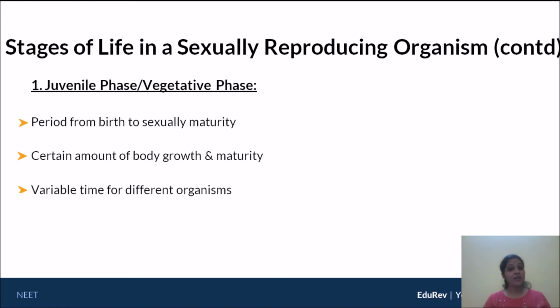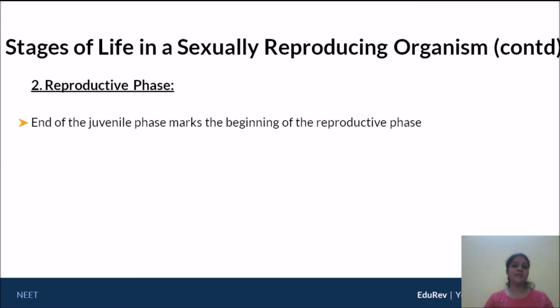Finally, depending on the organism, this particular time of the juvenile phase can be variable. For example, for humans it's around 12 years, but for other organisms like dogs and cats it is way lesser. So it depends on the organism or the species that we are considering. The next is the reproductive phase. Now, when do you say a person has entered a reproductive phase?